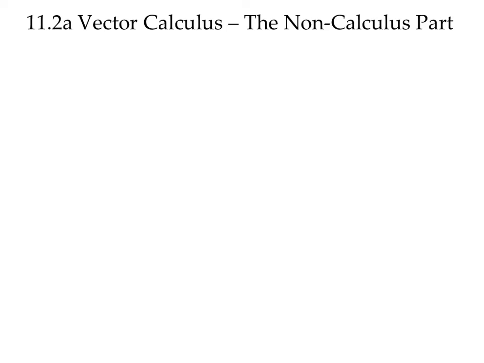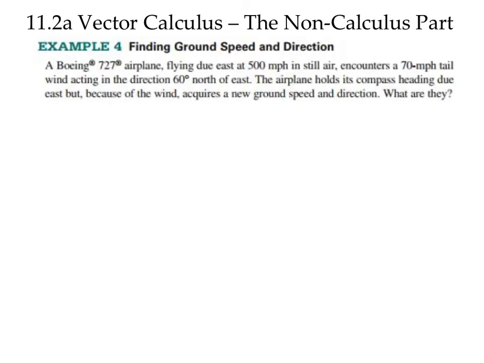We'll complete the section by looking at an example involving ground speed and air and wind speed. This is a good pre-cal kind of problem with vectors. So a Boeing 727 flying due east at 500 miles per hour in still air, which would mean also 500 miles per hour relative to the ground, suddenly encounters a 70 mile per hour tailwind acting in the direction 60 degrees north of east. The airplane holds its compass heading due east, but because of the wind, it has a new ground speed and direction. What are they? So let's represent this with a diagram.